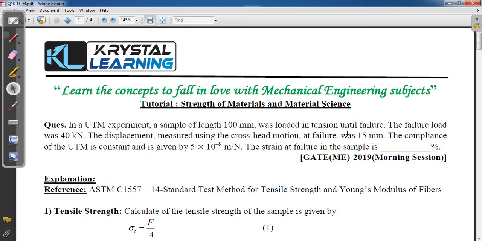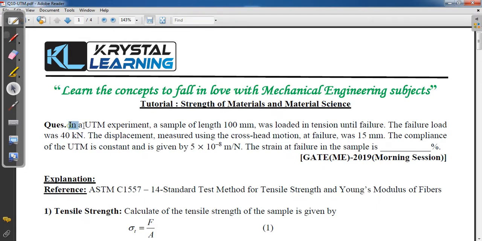So today we will learn a concept related to the subject, that is strength of materials and material science. Sometimes properties of the material like yield strength, tensile strength, failure strength, etc. are taught in the material science subject, and sometimes in strength of materials. So it can be studied in both subjects. So let's see the question.